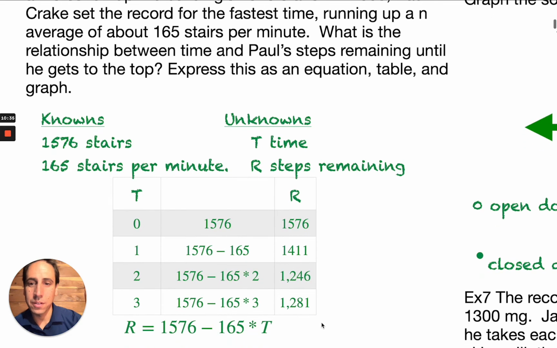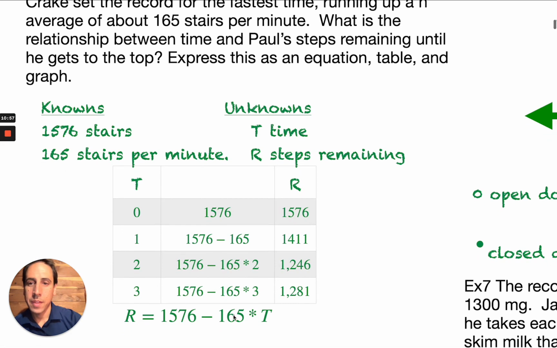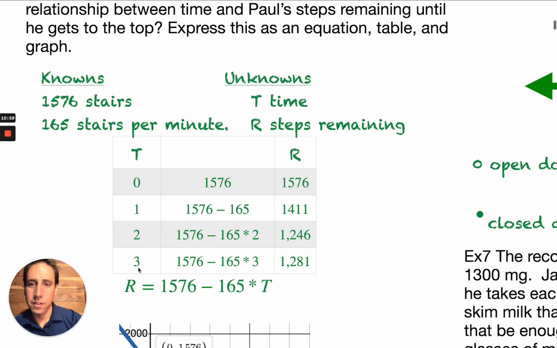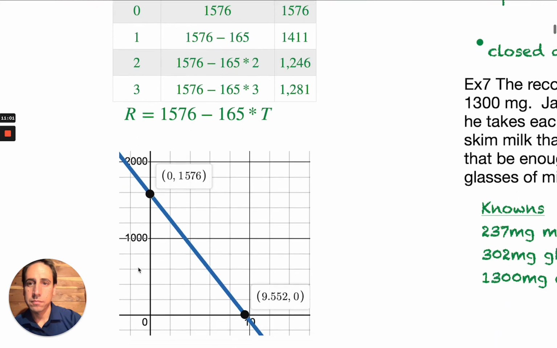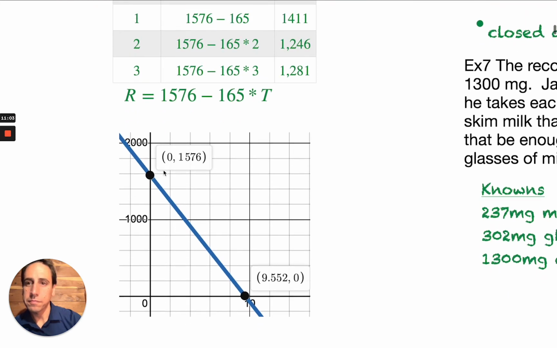After 3 minutes, I think what we can see here is the slope is going to be 165, and that should not be a surprise to us because this is a rate. How quickly is it going? 165 stairs per minute. So the rate is equal to 1576 minus 165 times t. And if you plot these points here, you can see this is what the graph looks like.